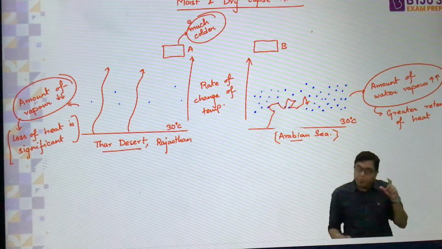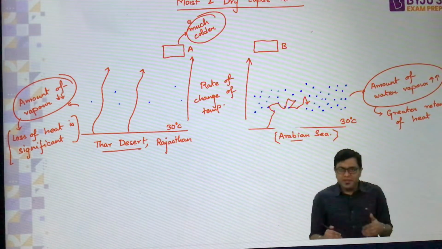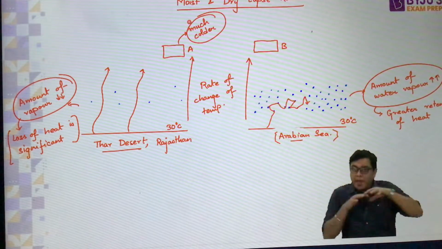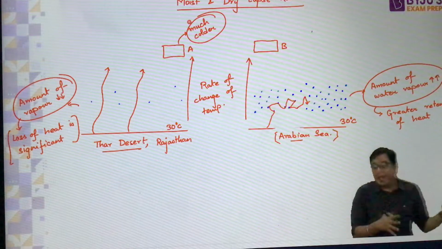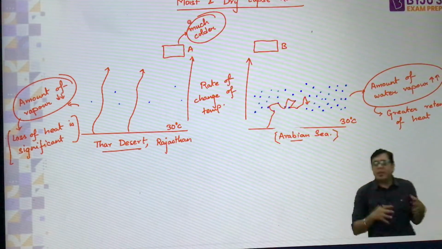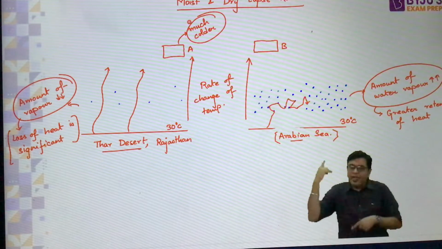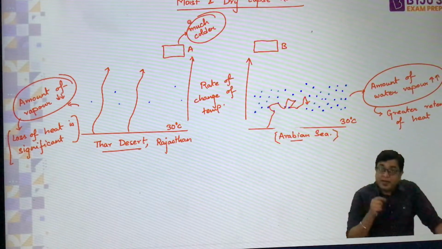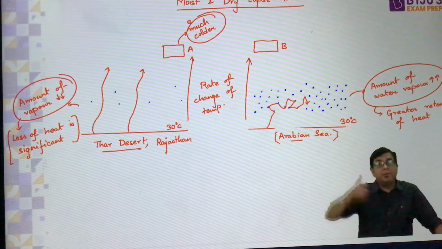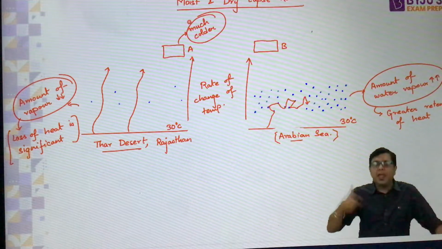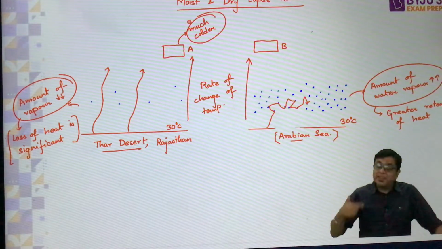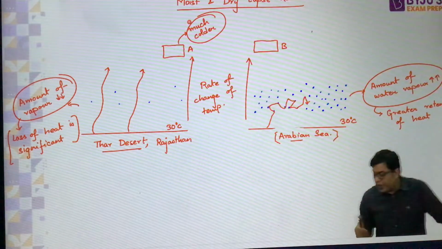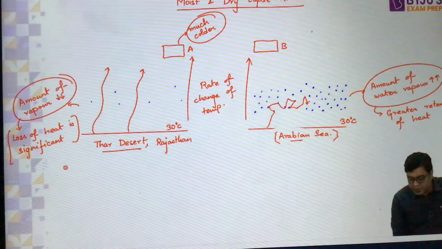Why? Because in the case of the Arabian Sea, much of that heat is retained slowly and steadily by the water vapor which is present. Whereas in the case of the dry air, you don't have that many materials which can retain heat. So heat is lost at an incredible pace. That basically means that the lapse rate, or the change of temperature as you move up in the drier air, is much greater as compared to the change of temperature as you move up in the moist air.